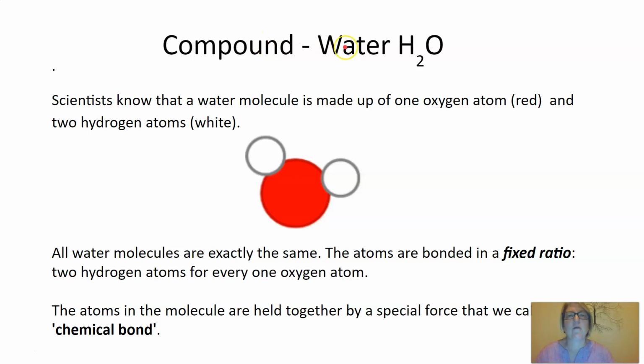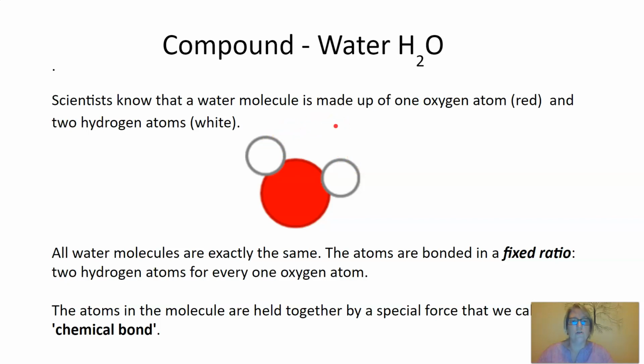Let's just take the compound water as an example, which you might know is represented as H2O. Scientists know that a water molecule is made up of one oxygen atom and two hydrogen atoms. The oxygen atom is represented by the red circle. The hydrogen atoms are represented by the two white circles.